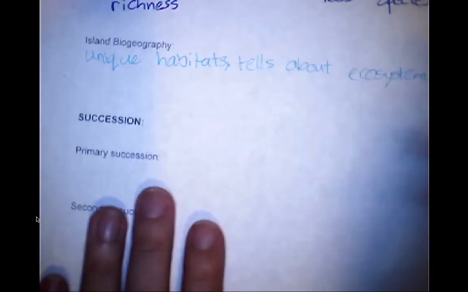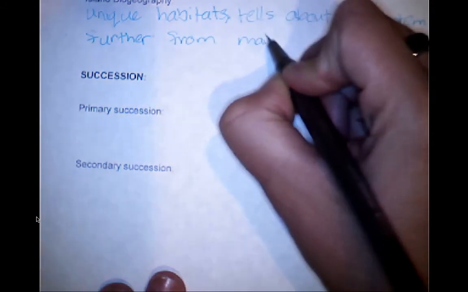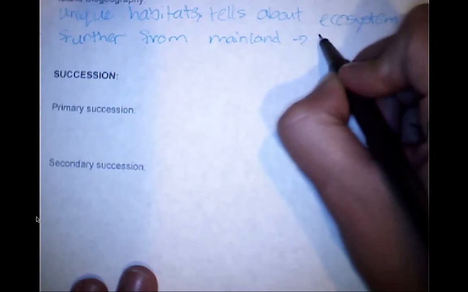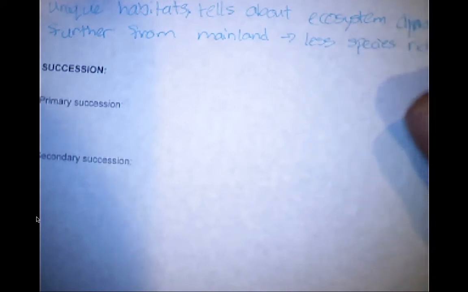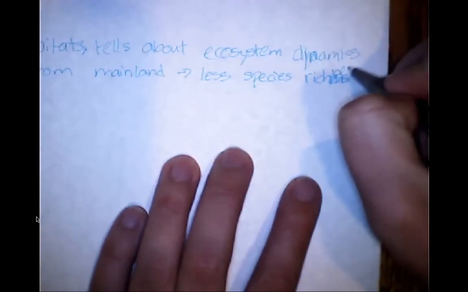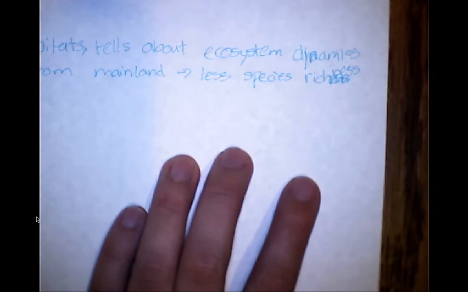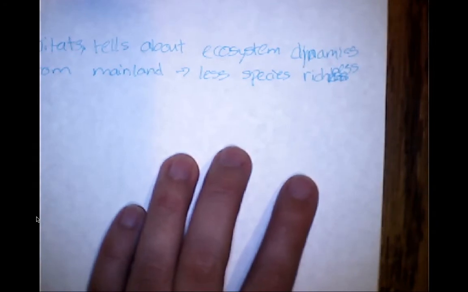So it tells about ecosystem dynamics. The other thing that it tells about is a concept about islands. The further from the mainland, the less species richness. Okay, there's less species there the further you get from the mainland. So Hawaii has less different organisms than Catalina, because Hawaii is way further from the mainland than Catalina.